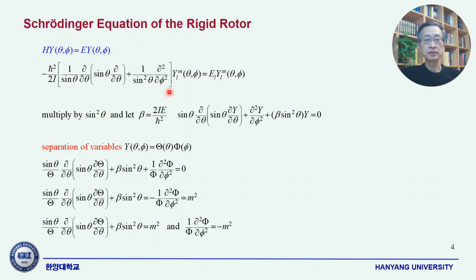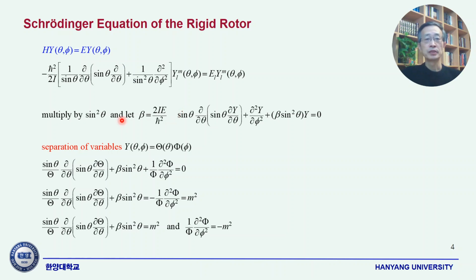To have this in a succinct form, we multiply by sine squared theta, then let 2IE over h bar squared be beta, because we multiply both sides by 2I over h bar squared. That we replace with beta. Later on, once you find beta, the energy is given by 2 beta h bar squared over 2I. That's the energy. You remember that later on.